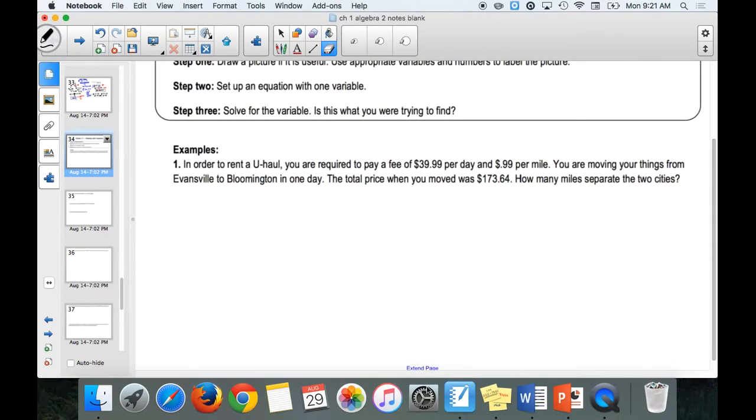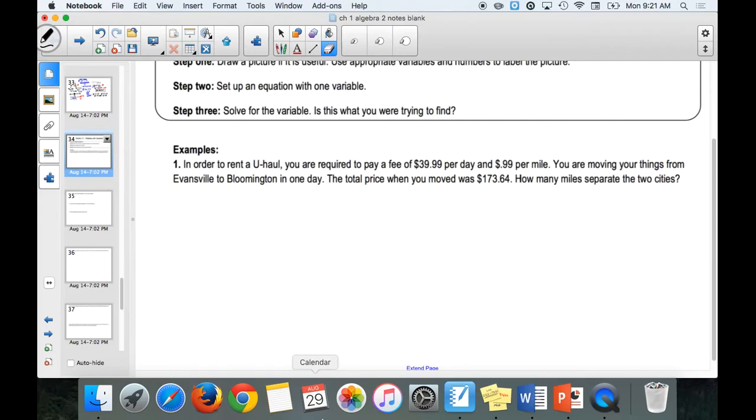So the first one is pretty easy. It says in order to rent a U-Haul, you're required to pay a fee of $39.99 per day and 99 cents per mile. You're moving your things from Evansville to Bloomington in one day. The total price when you moved was $173.64. How many miles separate the two cities?